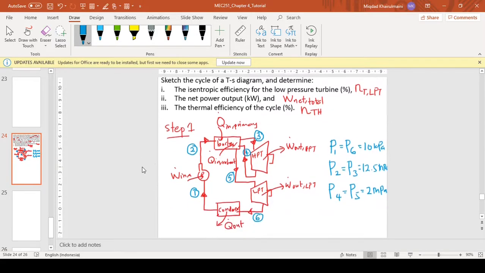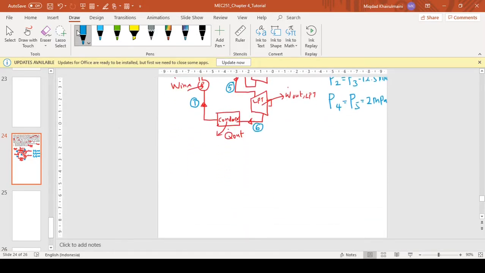So next we can write the equation. So for step 2, based on the question, number 1, we have to find the isentropic efficiency for the low pressure turbine, LPT. So we know the turbine isentropic efficiency is the actual work output over the ideal work output.